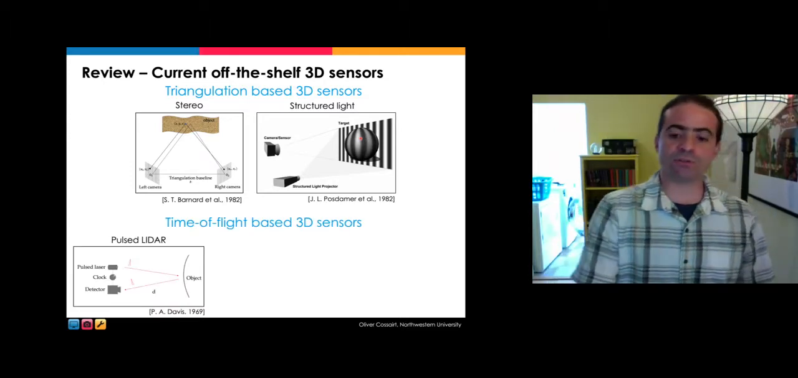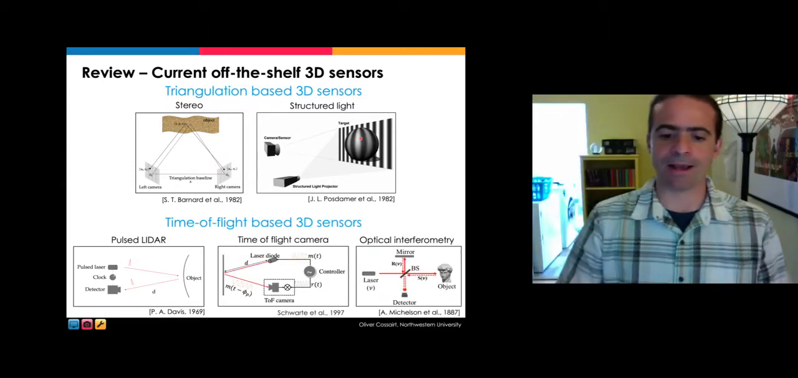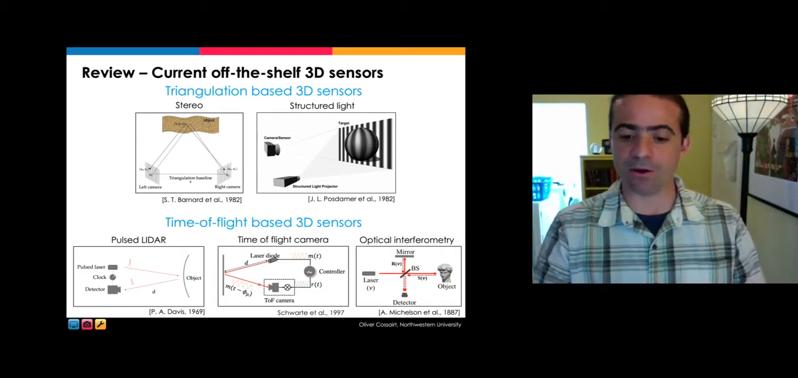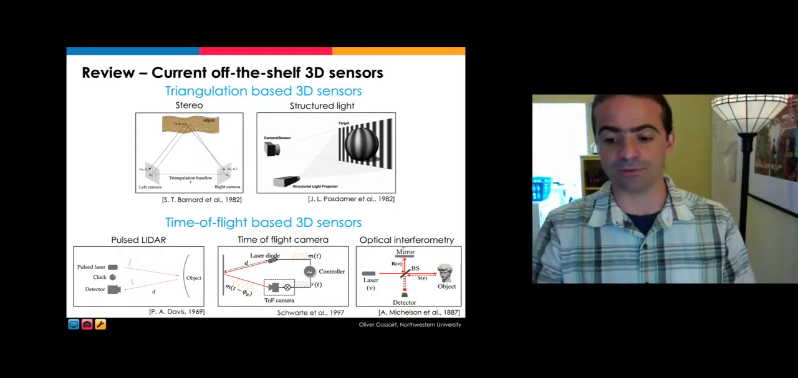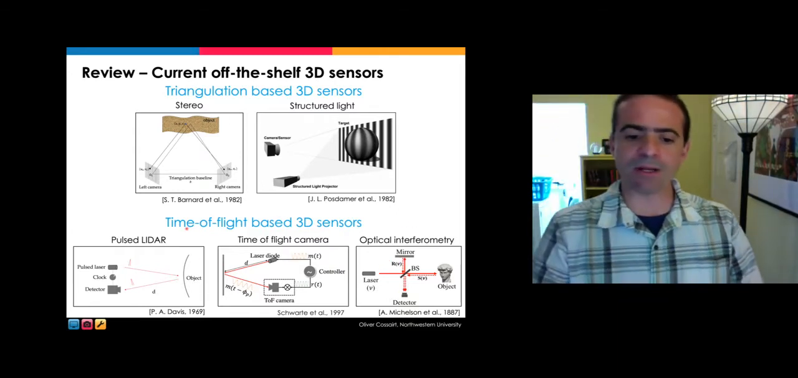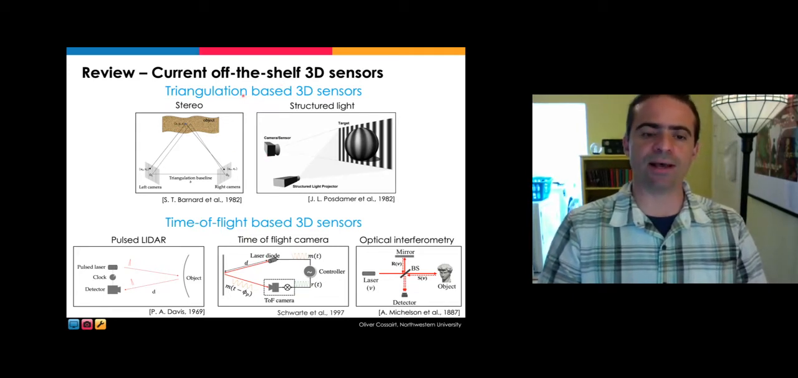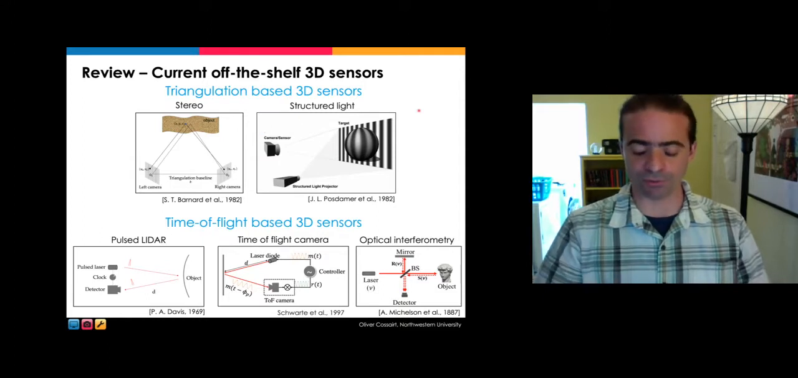Of course, there's also time-of-flight based 3D sensors. These come in the form of LiDAR, continuous wave, and then also very closely related, essentially still a time-of-flight principle, are the optical interferometry techniques. So I'm not going to focus too much on the time-of-flight techniques. I'm just going to get into how to apply event sensing to this notion of structured illumination. And the concept is pretty darn simple.